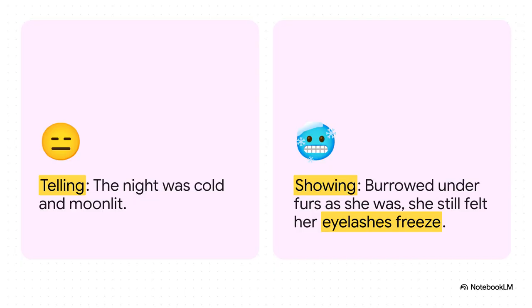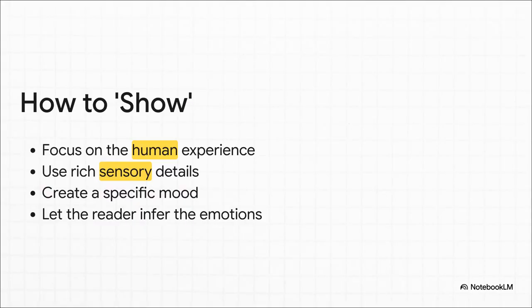That is showing. So how do you do it? Well, you focus on the human experience, like with Ekaterina. You use all those amazing sensory details you planned out, the sights, the sounds, the smells. Your job is to create a powerful mood and just let the reader feel the emotions for themselves without you having to spell it out.